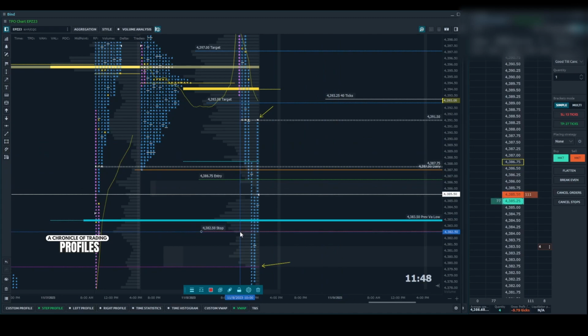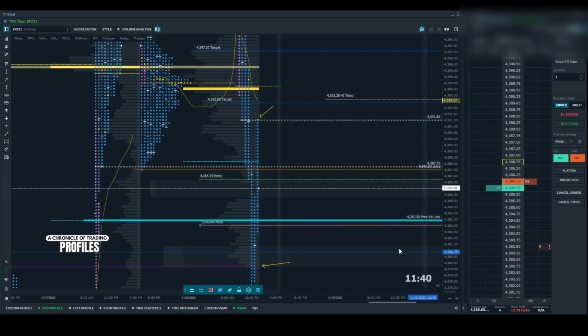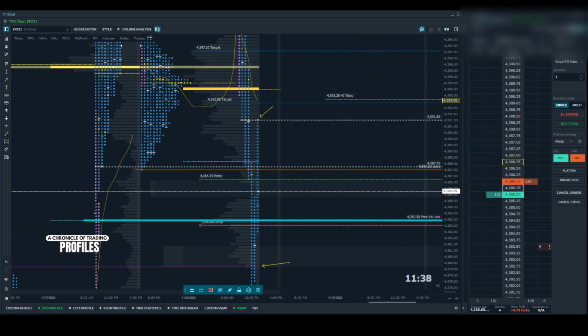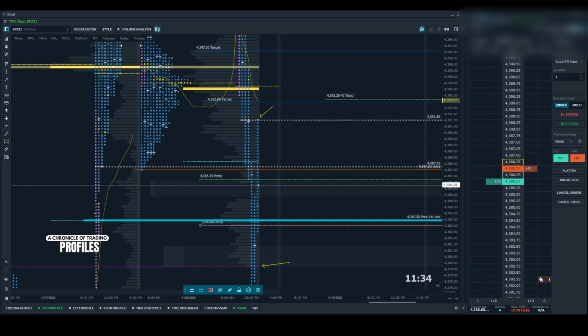See, it starts heading down here. I want to put my stop under this H. Automatically it puts it there, but I need to be under that H period. So I need to move that stop down just a little bit. Right there.